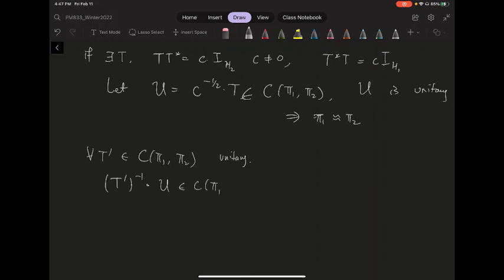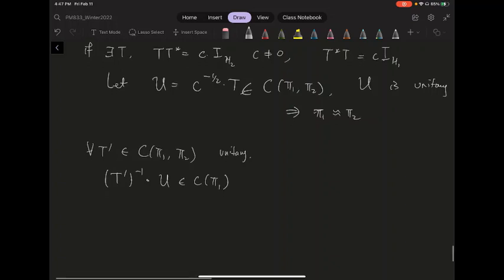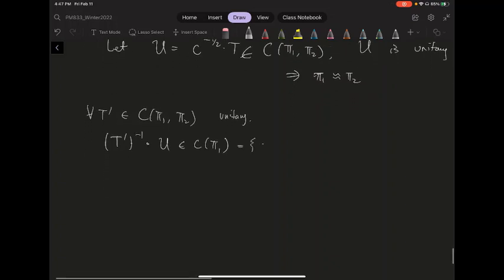Well, start from pi1 and then you end up in pi1. So it's an intertwiner for the pi1. But we know this is a multiple of the identity. Okay, so in other words, this t prime inverse times u is going to be c times the identity. In other words, all other unitaries, this t prime, is going to be equal to some multiple of this unitary. Okay, so this c prime is just 1 over c, which is going to be a constant scalar. So in other words, your space C of pi1 to pi2 is going to be one-dimensional. Okay, so let's finish the proof.